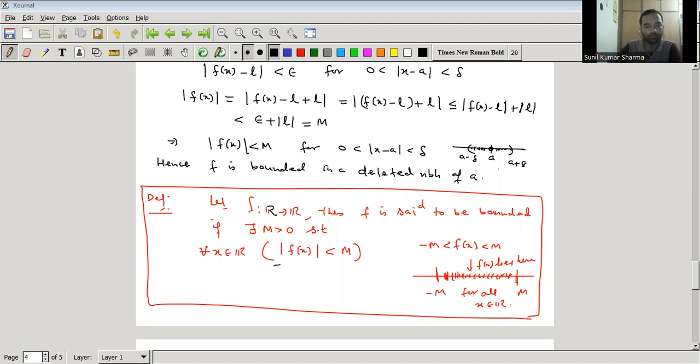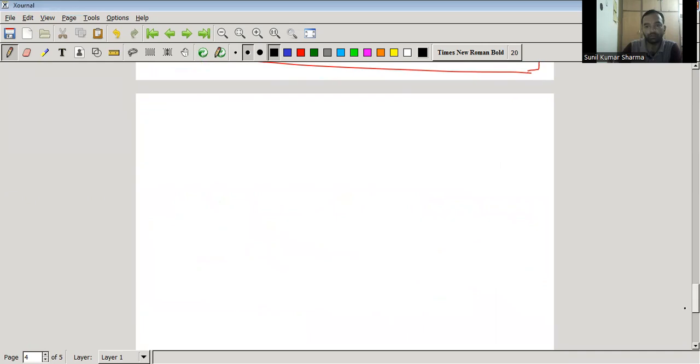So what is the converse of this theorem? So note, converse of this theorem need not be true. Right? Converse of article 3 is not true. But what is the converse of this theorem? If a function is bounded in a deleted neighborhood, then the limit at that point may not exist.